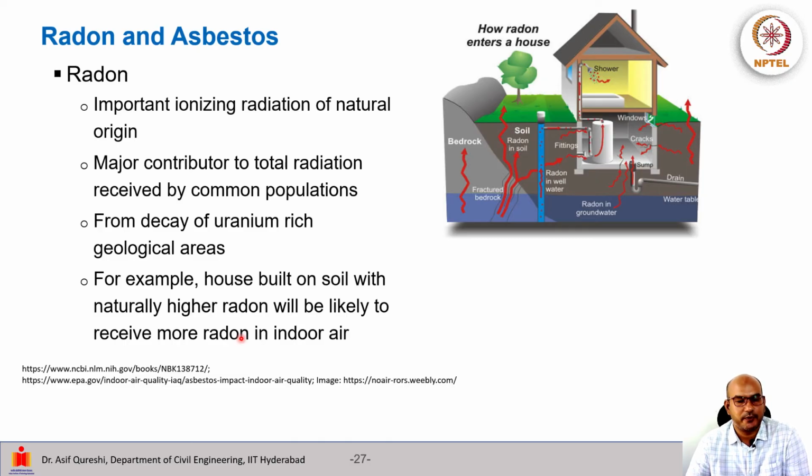Then we have a couple of special cases. One is radon, which is an important radiation of natural origin. It's a major contributor to total radiation received by the common population. It is formed from the decay of uranium-rich geological areas. Of course, some places may be richer and some places less rich, so the radon concentration or activity will be lower in some. Radon exposure, for example, can happen in a house which is built on soil with naturally high radon.